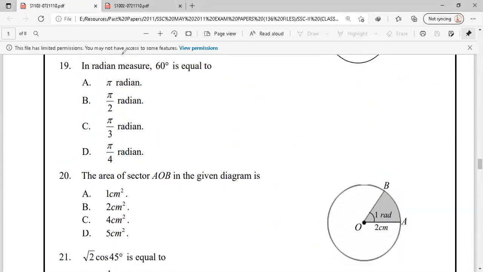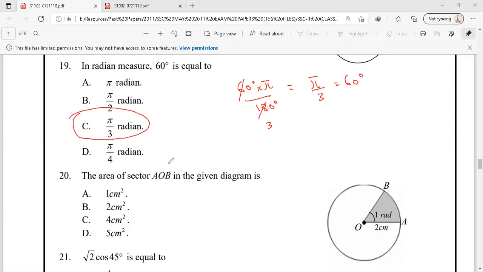Then we have question 19 and 20. In radians, the measure of 60 degrees is equal to? We know that to convert degrees into radians, we multiply by pi and divide by 180 degrees. So 60 threes are 180, so pi by 3 is equal to 60 degrees. Option C is our right answer.